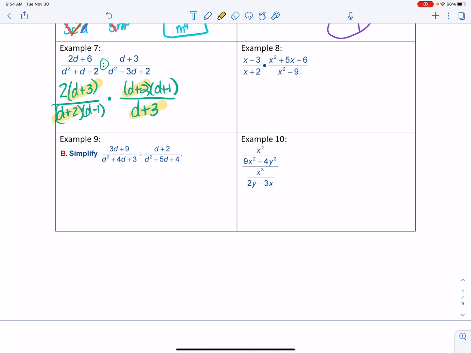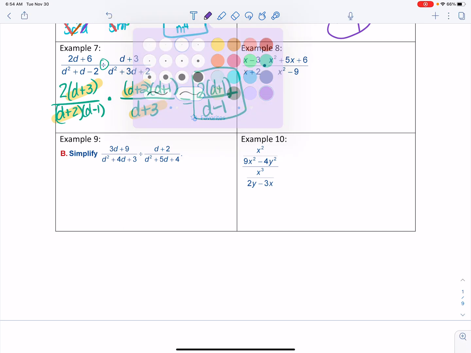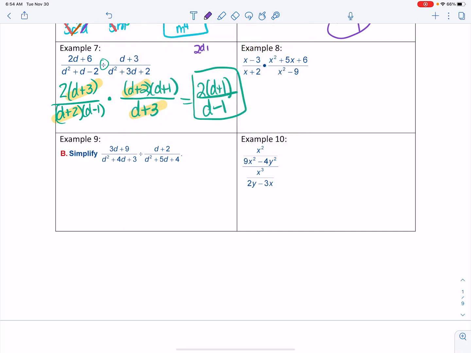Now, let's put a number in. If I put 7 in, 7 plus 1 is 8. 7 minus 1 is 6. Are those the same, just with a different sign? They are not. So your final answer is d times d plus 1 over d minus 1. That is your answer. Now, in calculus, there's reasons why you would multiply in.